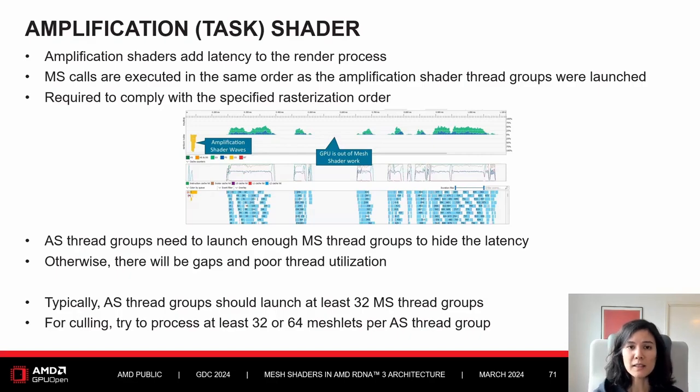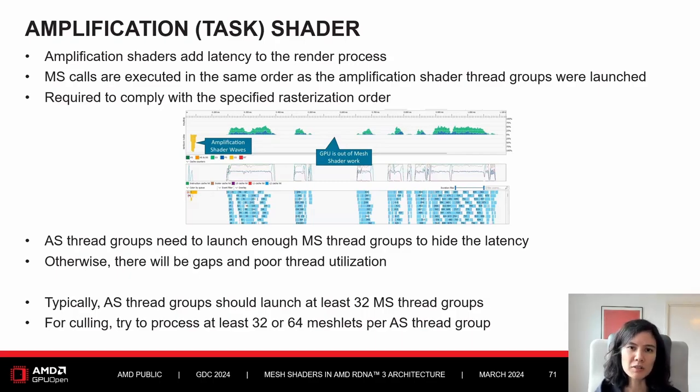To hide this latency, amplification shader thread groups need to launch enough mesh shader thread groups, otherwise you will see gaps in your workload. And these gaps can be spotted in RGP under the waveform occupancy tab. The amplification shaders are executed on the async queue, so that's why you will also see them on the async queue in RGP. And the mesh shaders will be shown on the graphics queue. If you see gaps in your mesh shader workload, this might indicate that you're not launching enough mesh shader thread groups from your amplification shader thread group.